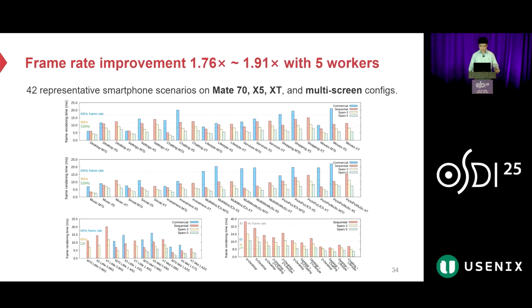Lastly, we present the evaluation. We implemented and evaluated Sparse on a range of modern commercial smartphones, specifically the single-screen Mate 70, dual-fold Mate X5, and tri-fold Mate XT, as well as multi-screen configurations. The chart shows the frame rendering time across 42 representative scenarios under different setups. Compared to our sequential baseline, Sparse with 5 workers improves the frame rates by an average of 1.76 to 1.91 times, achieving a stable 120 Hz in many scenarios while the baselines could not.